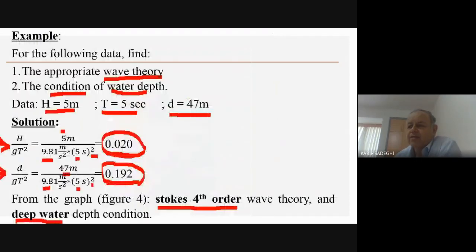Therefore, we calculated the value of H over GT squared and D over GT squared. We went to the graph, and from the graph we saw that Stokes fourth order is valid and is the appropriate wave theory, and the water depth condition is deep water.